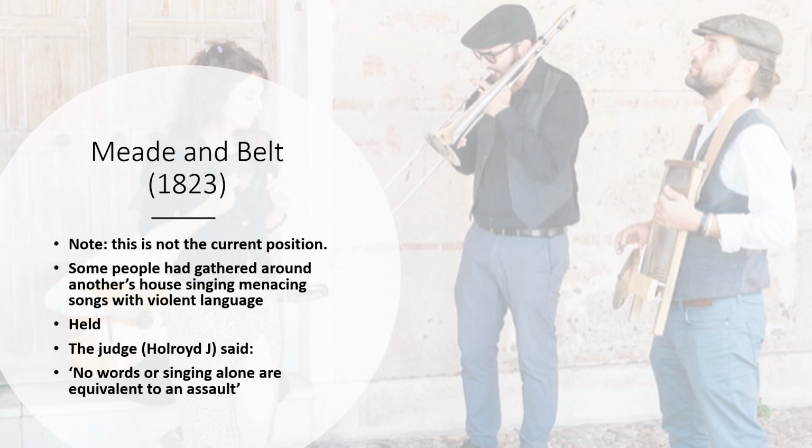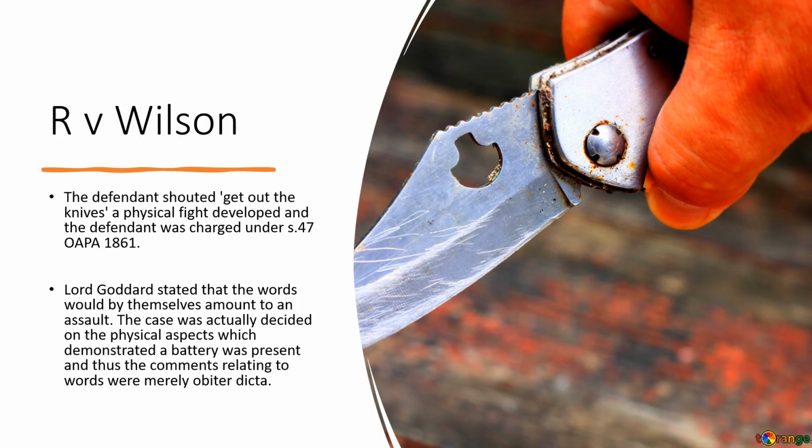So in Meade and Belt, one of the early cases on assault that we look at, it isn't the current position, but does outline that some people who gathered round another's house singing a menacing song of violent language. The judge in this case said no words or singing alone are equivalent to an assault, but this now is not the current position.